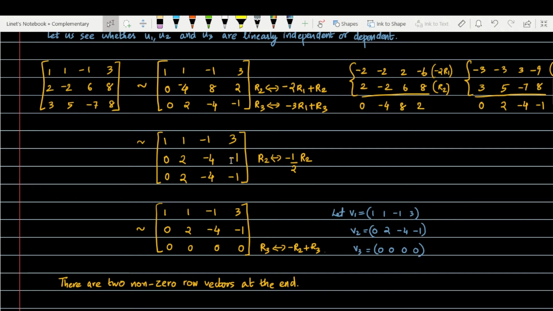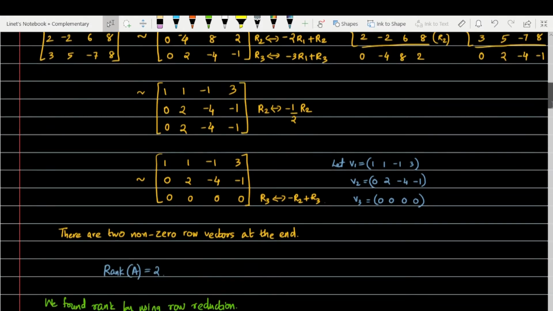So that means you're getting the second row and the third row as the same. So what we are going to do is change the third row into the difference of the second row and the third row, that is minus R2 plus R3. That means the third row is changed to 0, 0, 0, 0, and the second row is like that. Okay. And then you can do one more step.